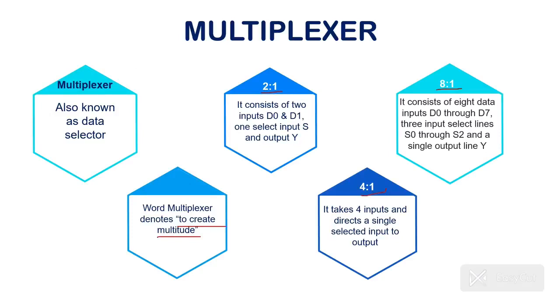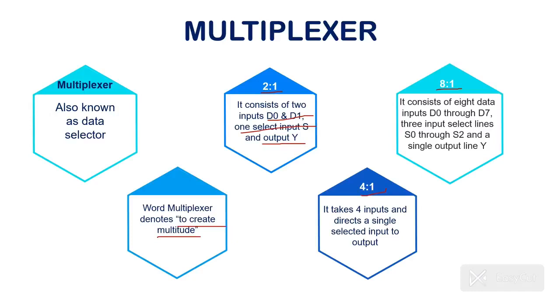In a 2:1 multiplexer, we'll have 2 inputs, 1 select input and 1 output line. A 2:1 multiplexer will have 2 inputs, A0, A1 or D0, D1, any variable name we can give, and 1 select line, S0, and output Y.